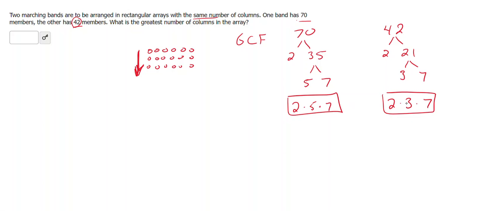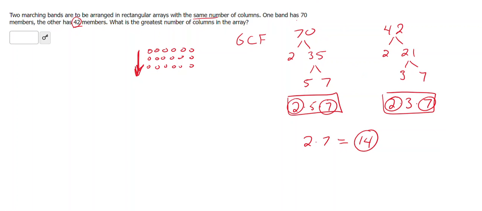So now, what's in common between these? Well, there's a 2 and a 7, and a 2 and a 7. So 2 times 7 is 14. All right, so 14 is the greatest common factor between 42 and 70. And you can check it too. Just make sure that you can actually divide 70 by 14. And you can, right? You get 5 out of that.